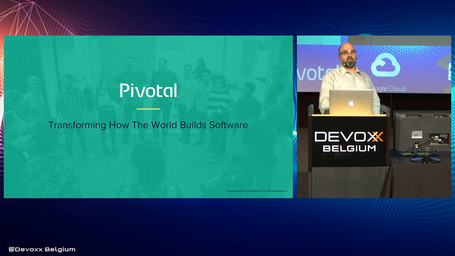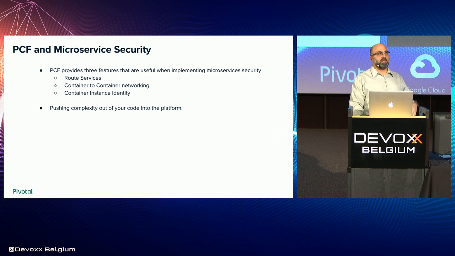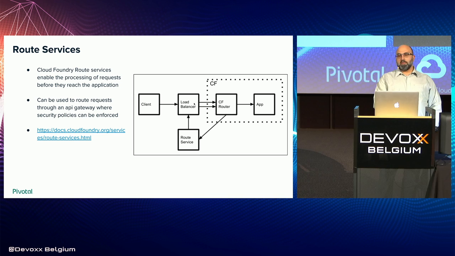So if you're going to do microservices, you probably want to do a platform. I'm going to show you what Cloud Foundry can do for you if you're doing microservices and you want to secure them. Option number one: if you're running on Cloud Foundry, there's a thing called the route service, whereby you have your code running in a container where the app is. A request comes, goes through a load balancer, like your typical infrastructure load balancer, and gets to the Cloud Foundry router that actually knows where your containers are with your code in them.